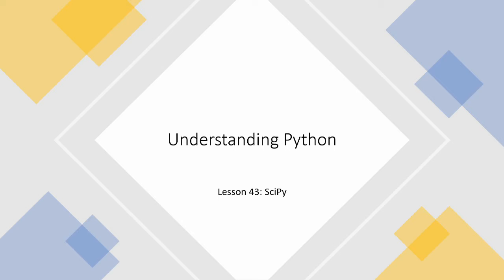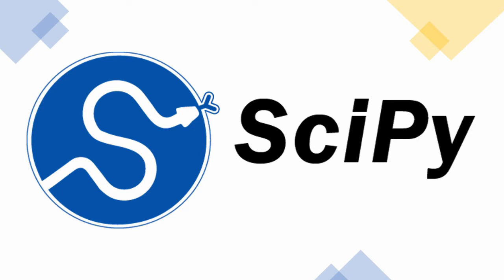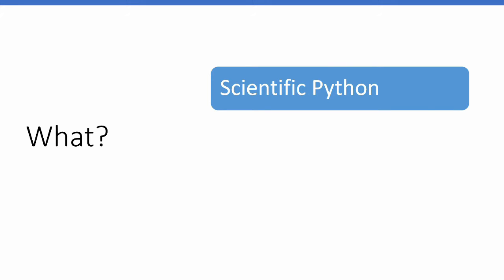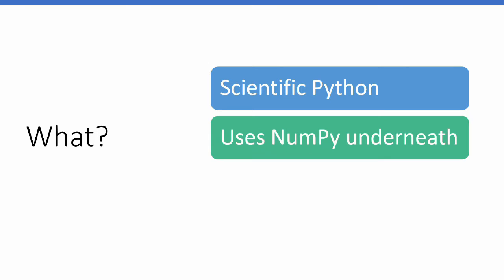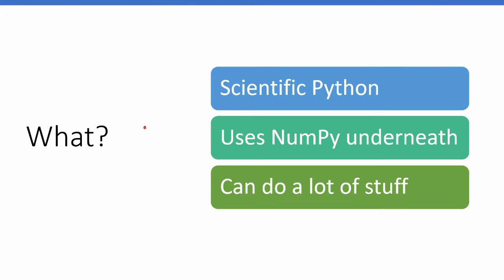Welcome back. Today we're going to be looking at SciPy in Python. Some people might want to pronounce this "Skippy", but really don't. It's definitely SciPy. So what is it? Well, it stands for Scientific Python, and it uses NumPy underneath. And it can do a lot of stuff, even more than NumPy.